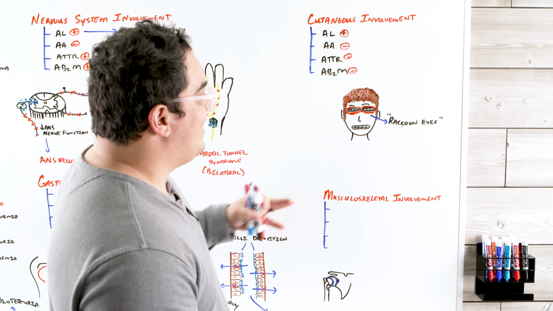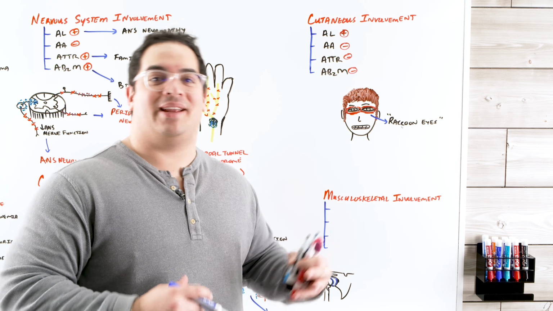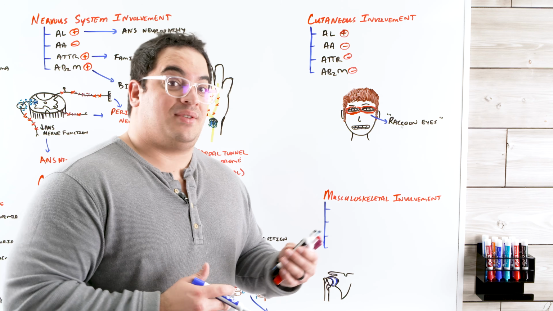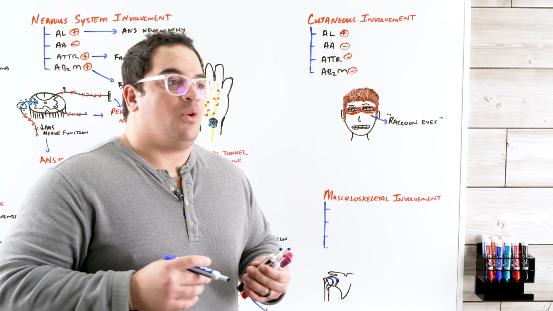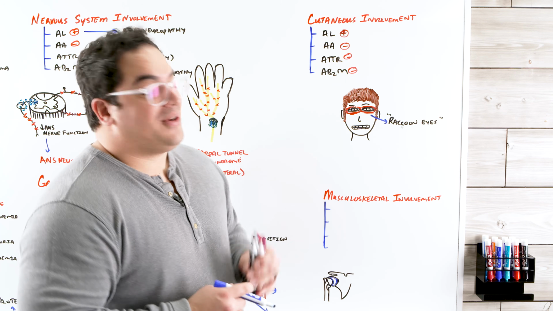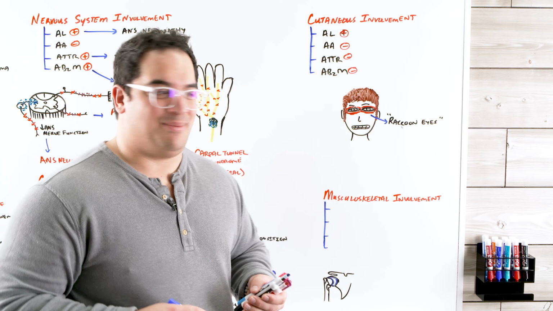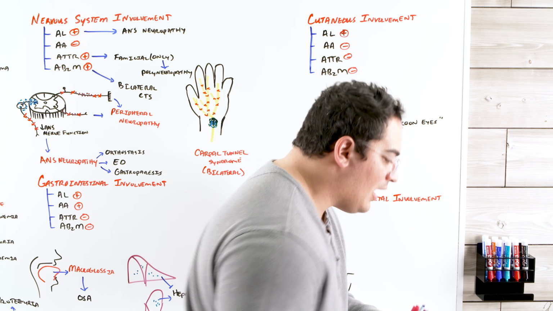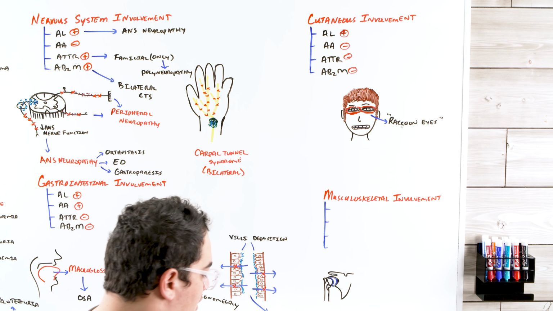So when we see this type of clinical picture with the combination of restrictive cardiomyopathy and nephrotic syndrome, we also see that they have macroglossia. We maybe even pick up some neural signs, and then you see raccoon eyes, definitely think about amyloidosis. All right, we come to the last one here, and this is the musculoskeletal system involvement.